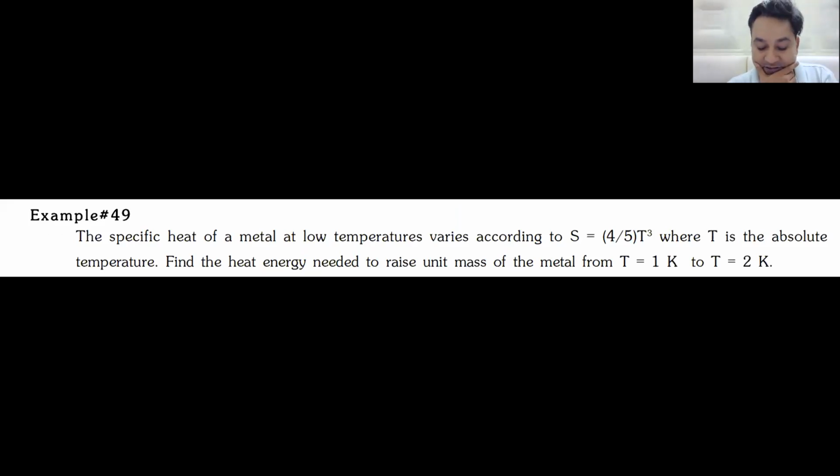Come on to the last question for this class. The specific heat of a metal at low temperatures varies according to the law S is 4 by 5 T cube, where T is the absolute temperature. Find the heat energy needed to raise unit mass of the metal from 1 Kelvin to 2 Kelvin. Simple question. I give you 2 minutes to solve it.